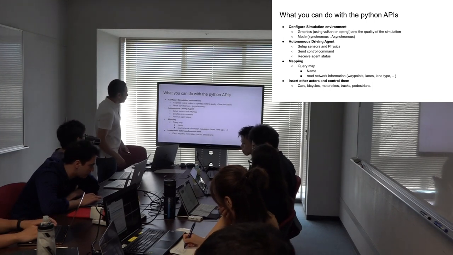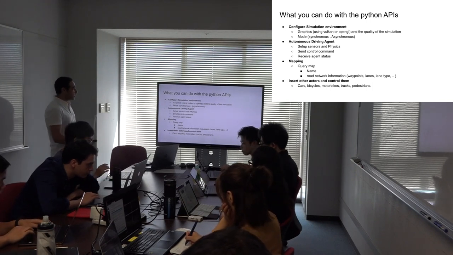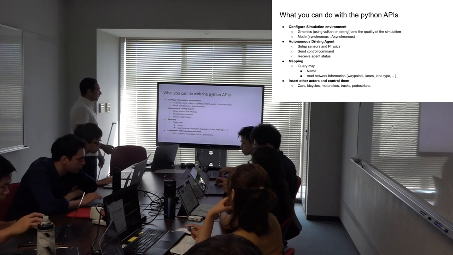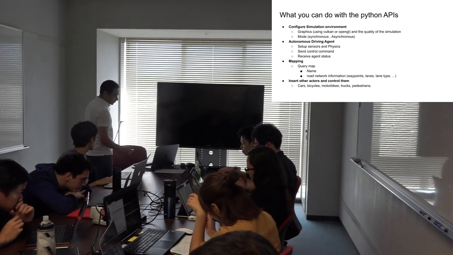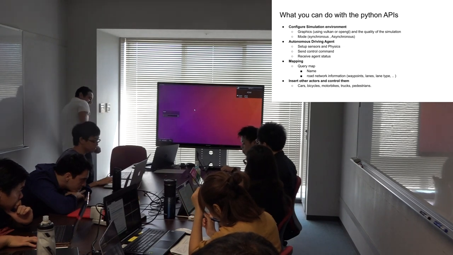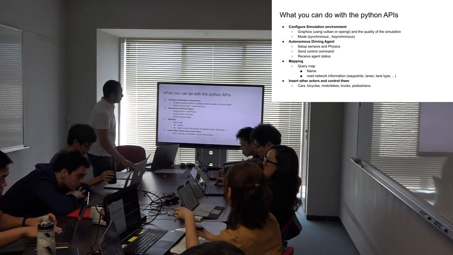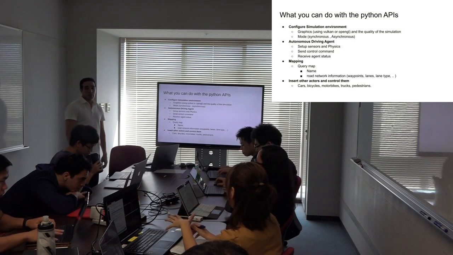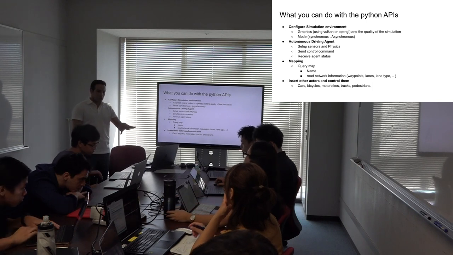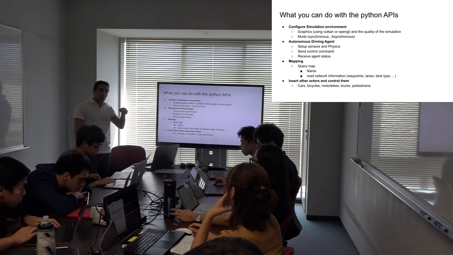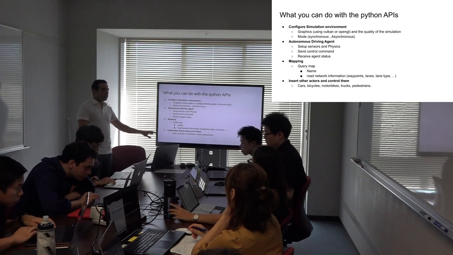Also, we can use the Python APIs. We can insert cars, bicycles, motorbikes, trucks, pedestrians. They are always asking, can we also control the surrounding vehicles and the pedestrians? Yes, you can change their behavior, motion, and where they start in the map, and you can do all that in the scenario run.